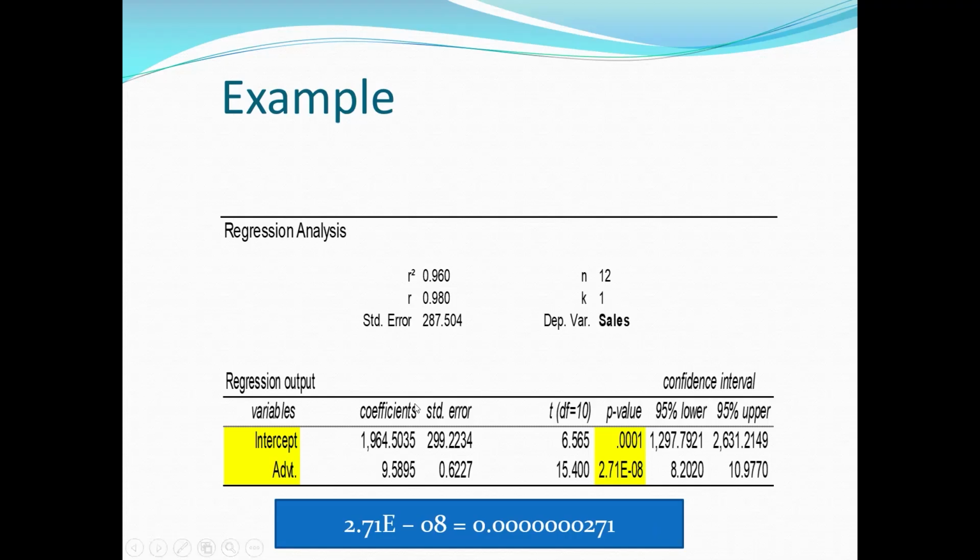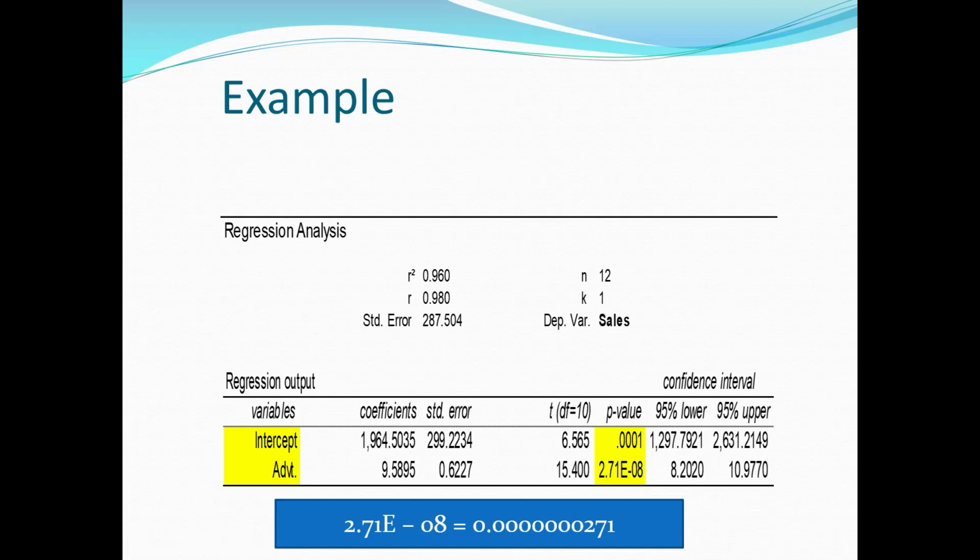The independent variable is advertisement. So the beta coefficient is 9.58 in the sample. That means beta measures the influence of advertisement on sales. So when advertisement increases by 1 rupee, sales will increase by 9 rupees. 9.58 in the sample. What happens in the population? In the population, it will vary between 8.2 and 10.9. See here, lower limit 8.2, upper limit 10.9, in 95 cases. In 5 cases, it will be beyond that.